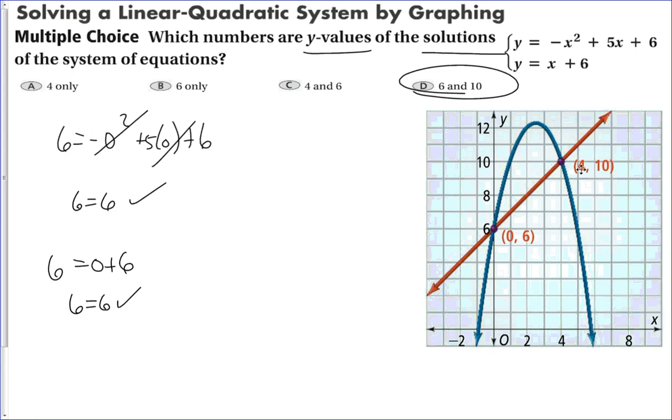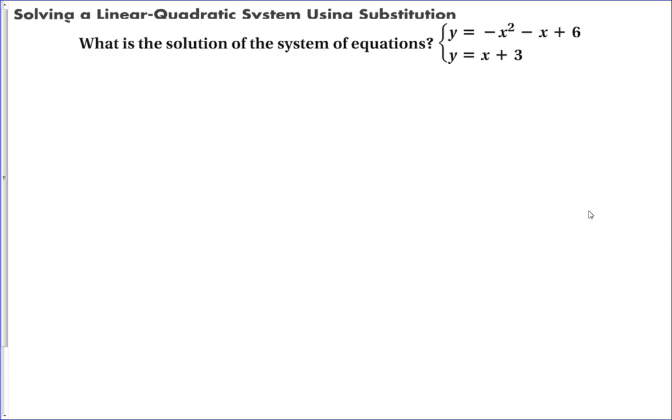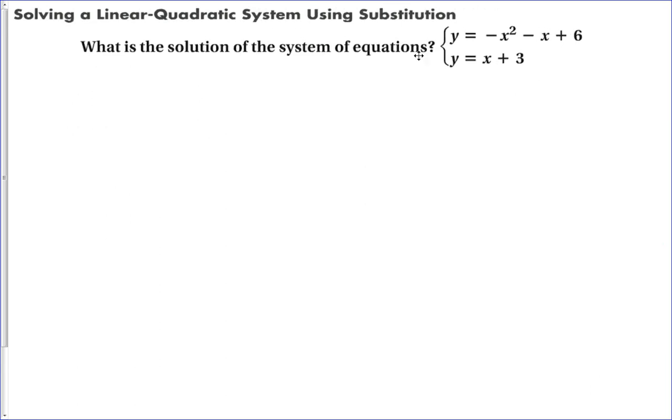Now you do the same thing with the (4, 10), and you just check them to make sure they work. Not only does doing this verify that these are solutions, it also helps you verify that you graphed them correctly. So that's really all there is to solving by graphing. All right. What about solving using substitution?